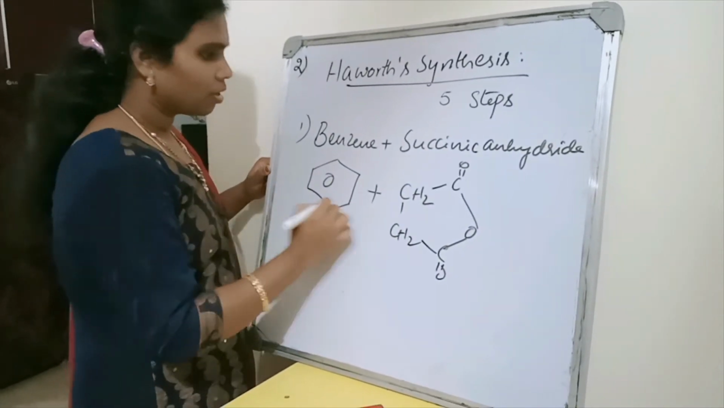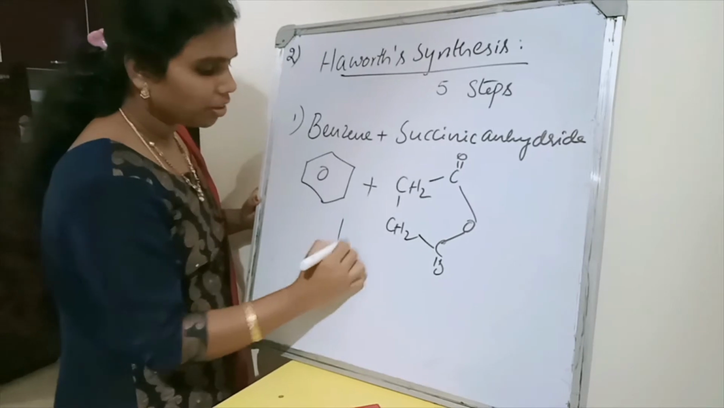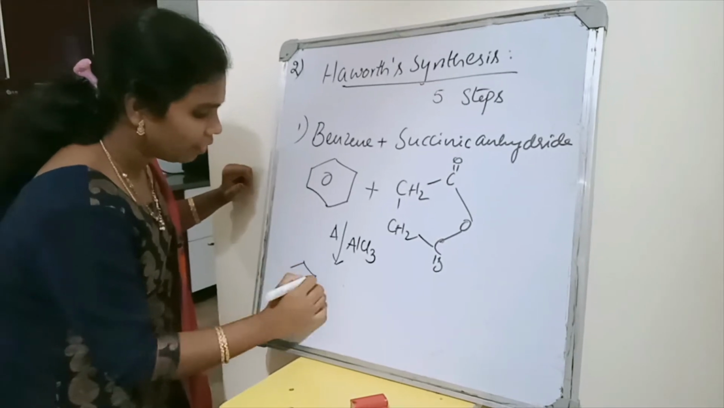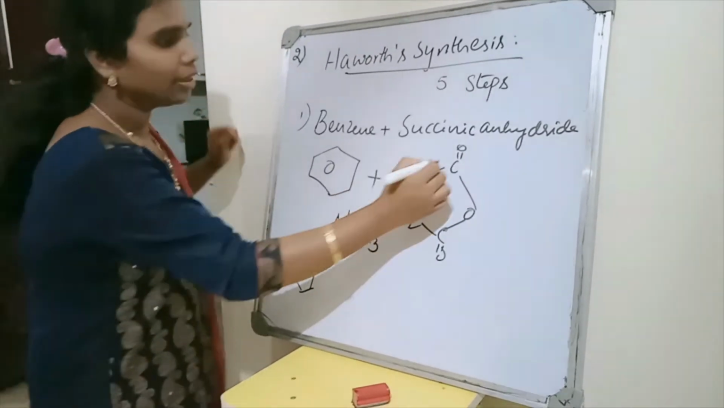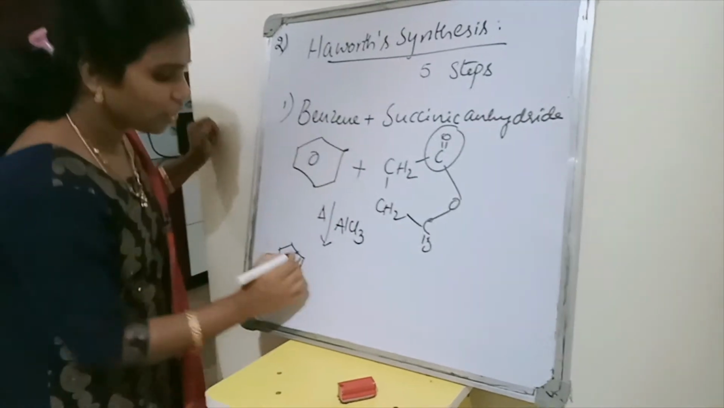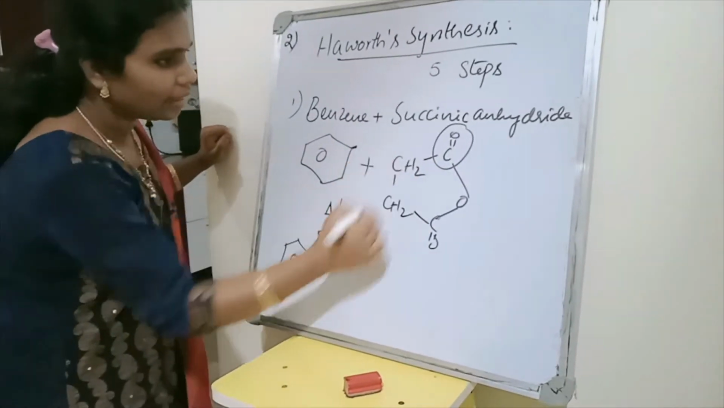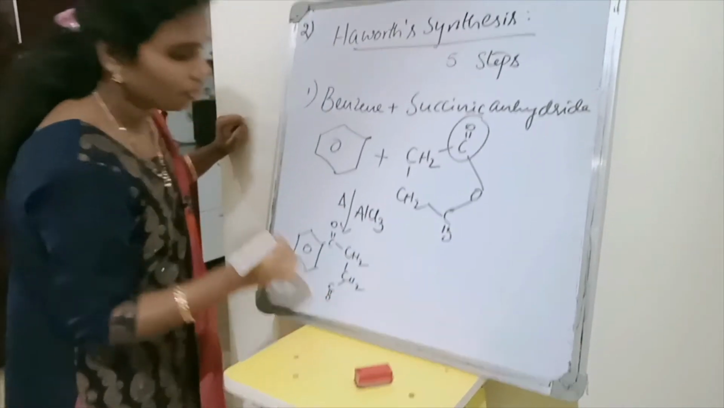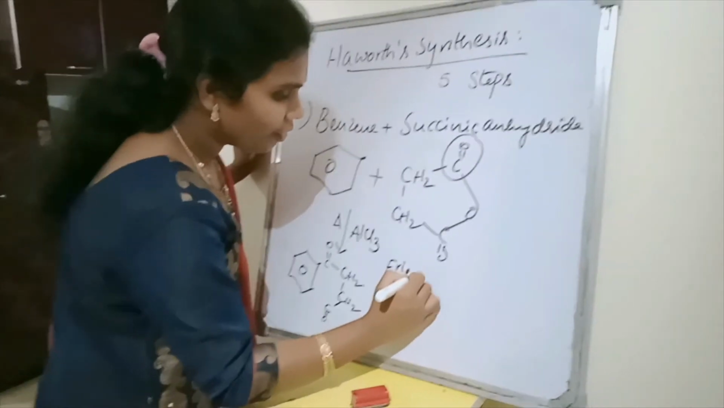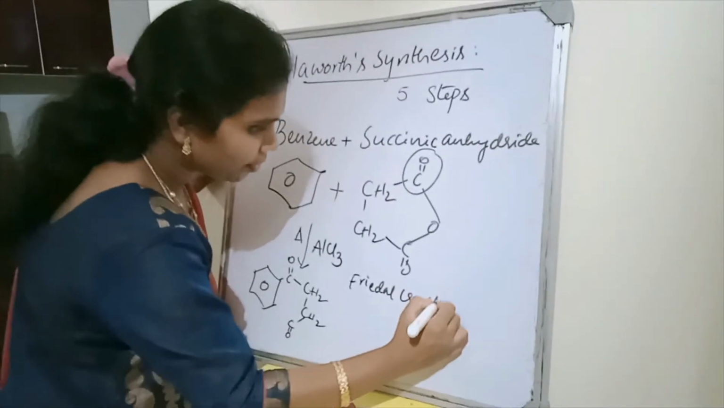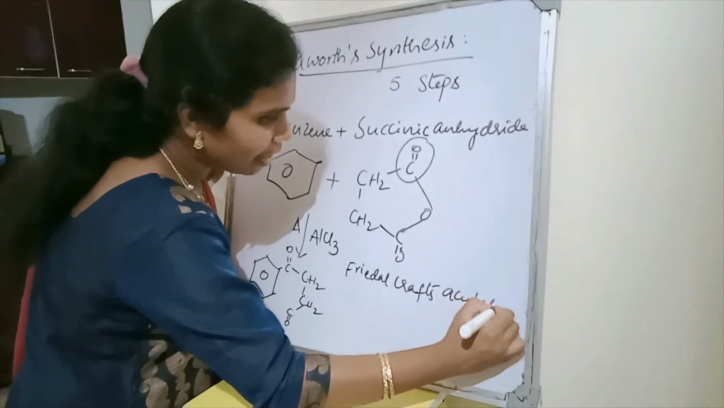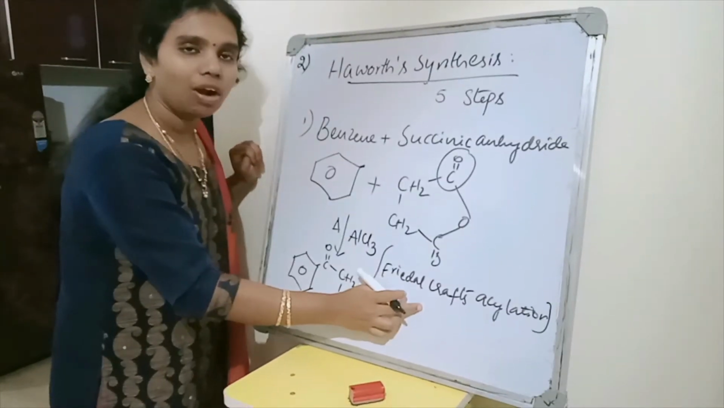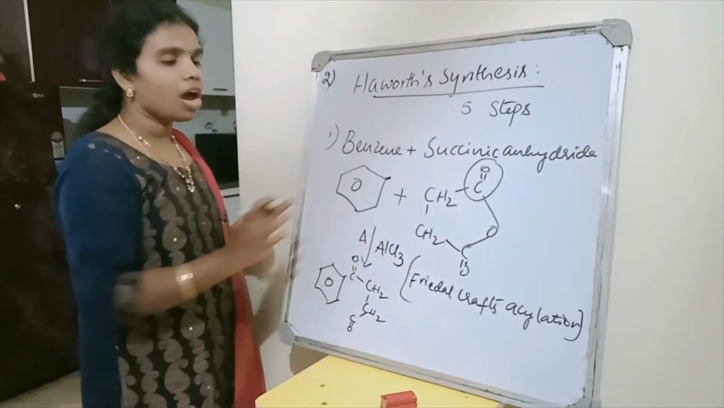Both are reacted with each other in presence of aluminium chloride under higher temperature. It will give a derivative. See here, this CO will come and attach at this position, C double bond O. Again the same chain repeats here, CH2, CH2, C double bond O. The name of the reaction that happened here is Friedel-Crafts acylation, because the acyl group is coming and joining onto this benzene. So this reaction is called the Friedel-Crafts acylation reaction in presence of aluminium chloride.